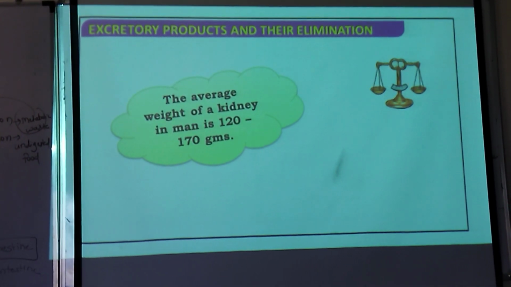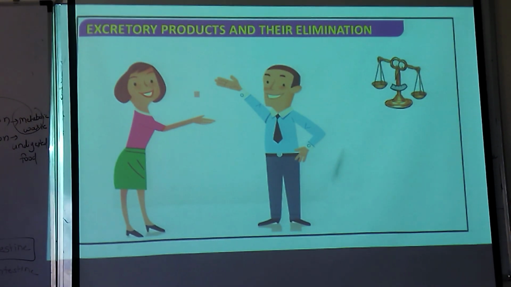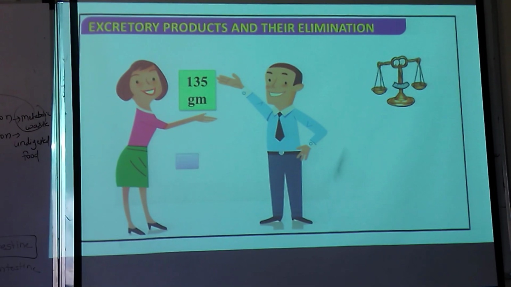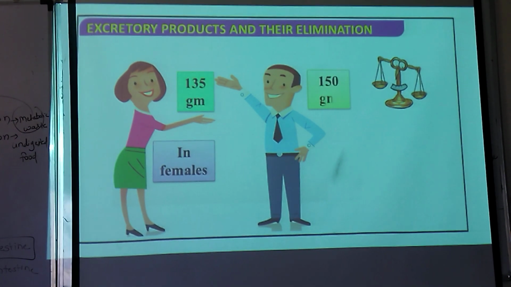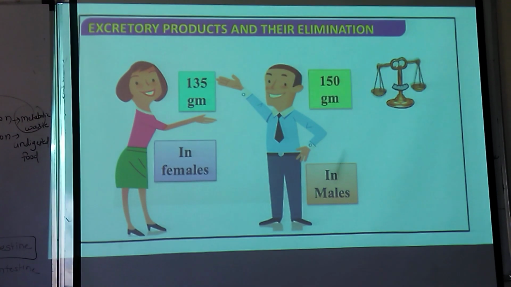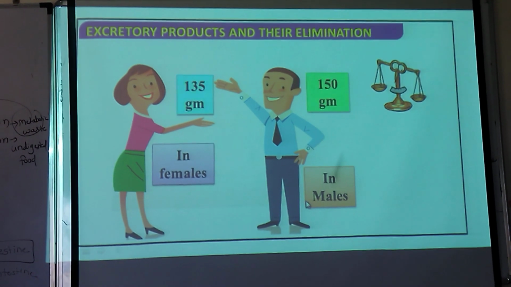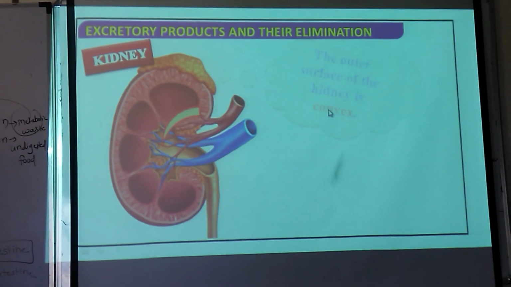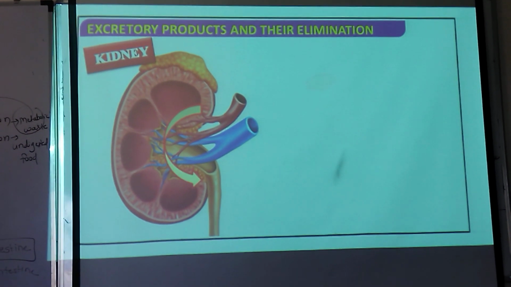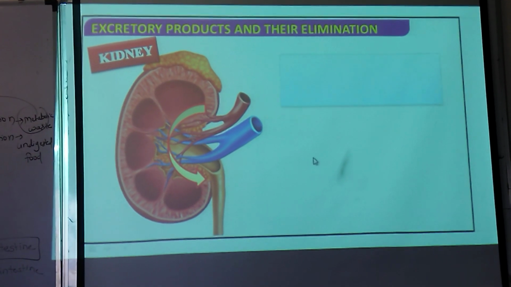Okay. So what is the average weight of a human kidney? 120 to 170 gram. Is there a difference in male and female? Yes, there is a difference in male and females. In a female, the kidney is 135 gram in weight, and in a male it is a little bit higher, it is 150 gram. So this is the kidney where it is surrounded by the cortex, and inner there will be the medulla region.